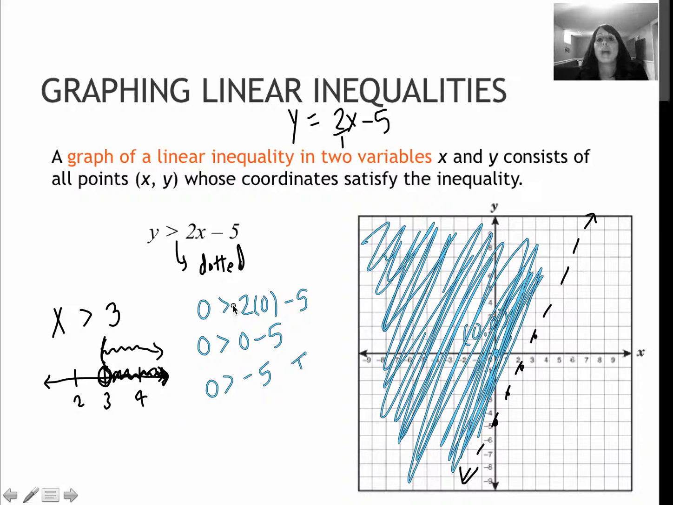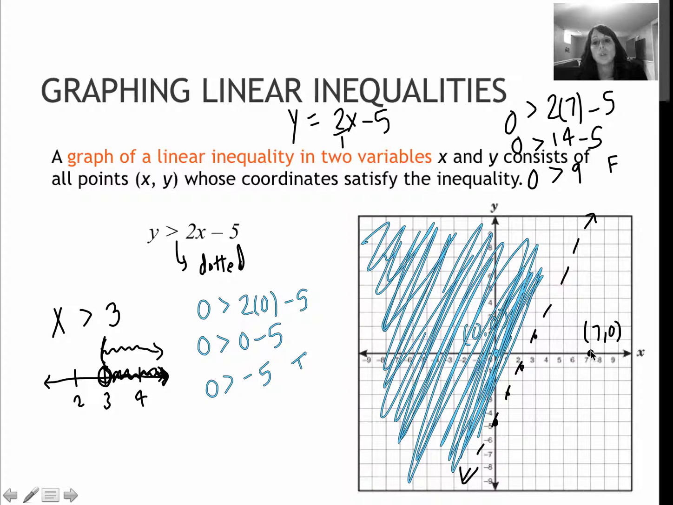Let's say when I got started, I chose a different test point, like 7, 0. If I plugged in 0 for y and 7 for x, I would end up with 0 is greater than 14 minus 5, and 0 is greater than 9, which is false. If I get a false answer, I don't shade on the side of the test point, but I shade the opposite side, which is the side that I've shaded.